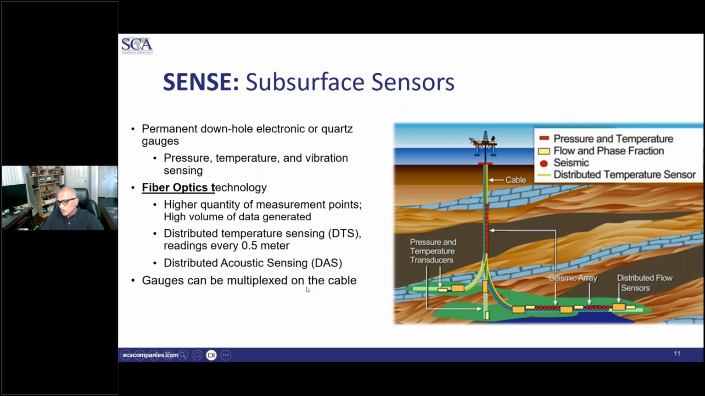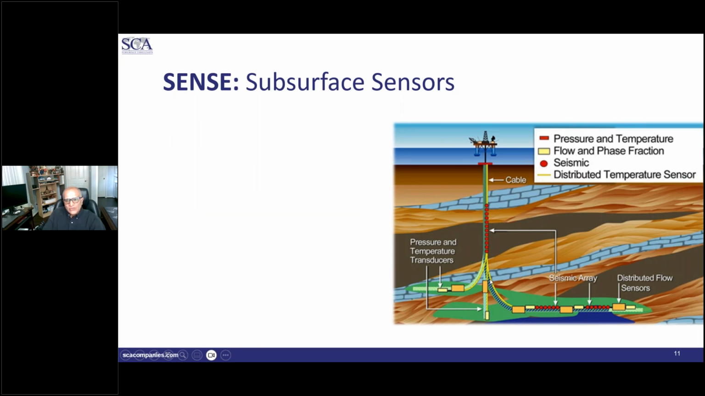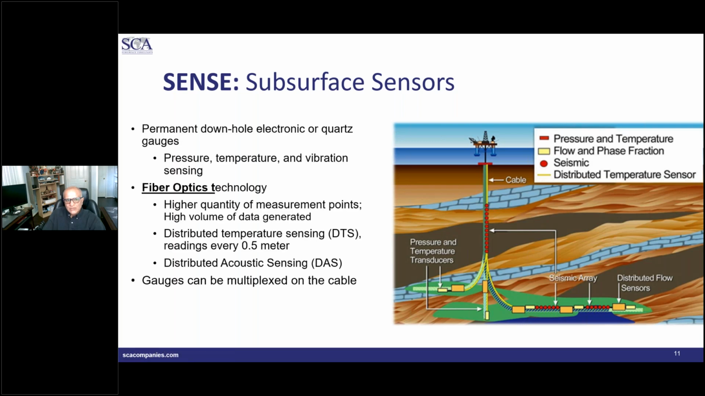So the examples are distributed temperature sensing, distributed acoustic sensing, and such. You can also have multiple gauges, as I've shown by these red dots on here. So the net sum of all of this is that as a production engineer, you have a lot more data coming at you at much higher frequency and much wider variety.